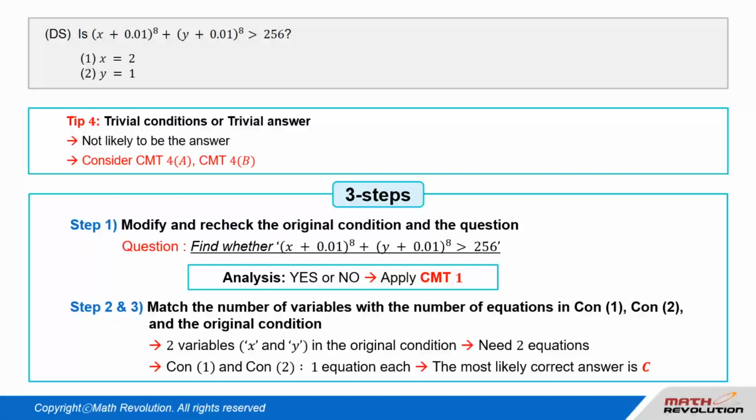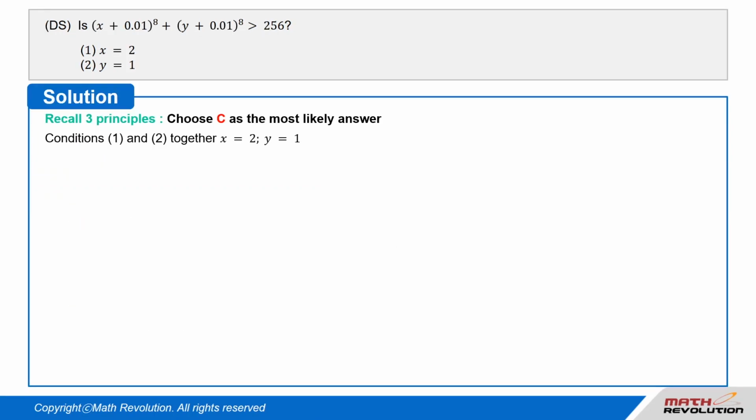Follow the second and third steps. From the original condition, we have 2 variables, x and y. To match the number of variables with the number of equations, we need 2 equations. Since conditions 1 and 2 will provide 1 equation each, C would most likely be the answer. Recall the 3 principles and choose C as the most likely answer.